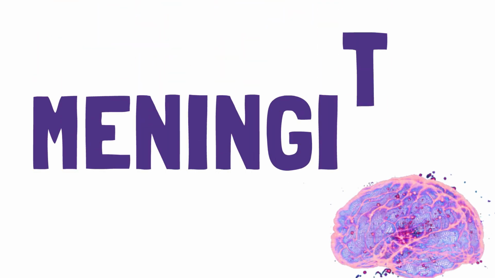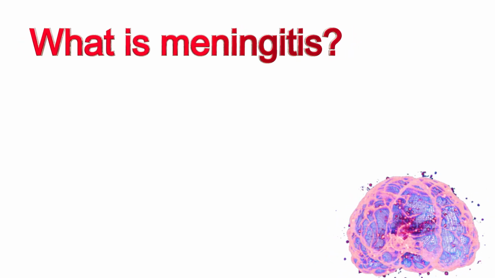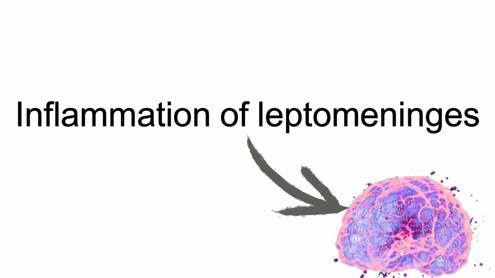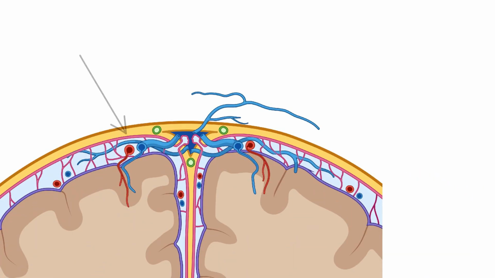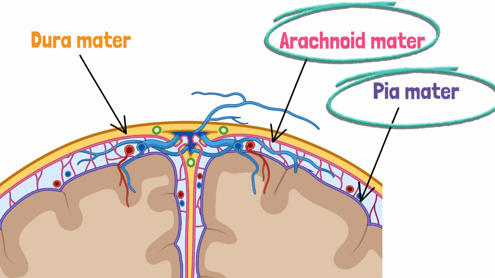Today's topic is meningitis. Meningitis is a serious medical condition characterized by the inflammation of leptomeninges, which is the protective membrane surrounding the brain and the spinal cord. There are three main layers: the dura mater, arachnoid mater, and the pia mater. The arachnoid mater and the pia mater together are known as the leptomeninges.